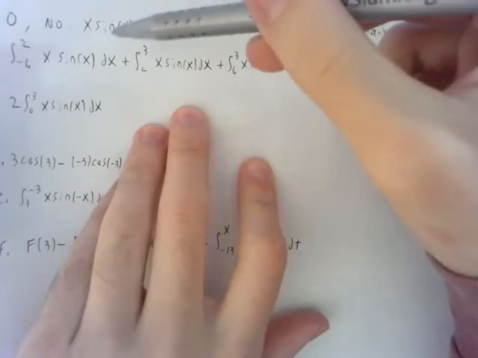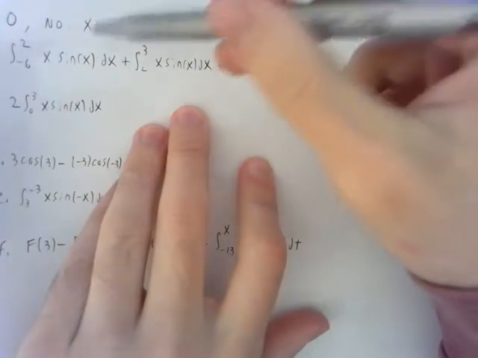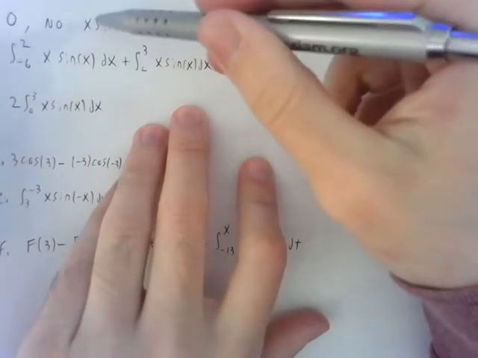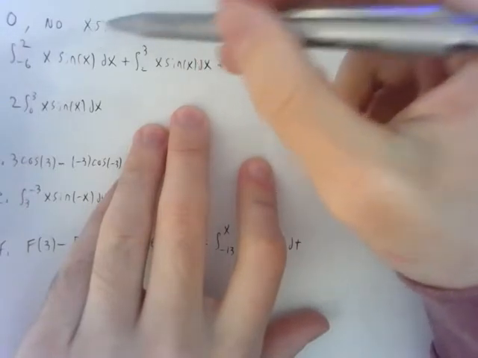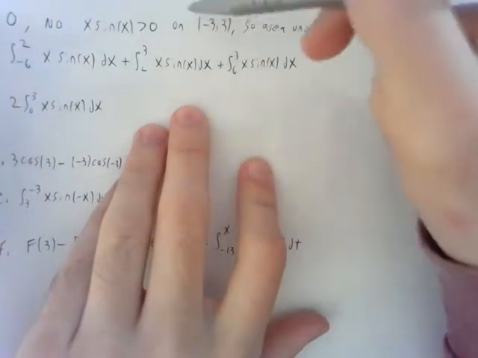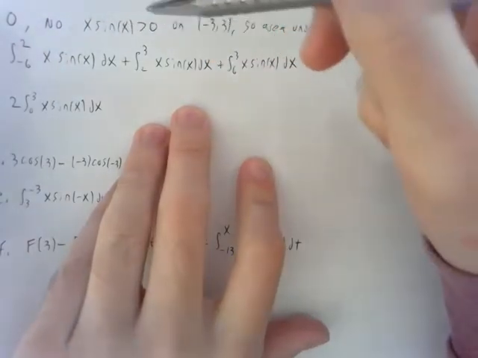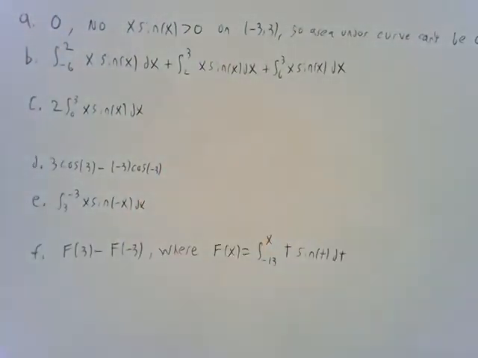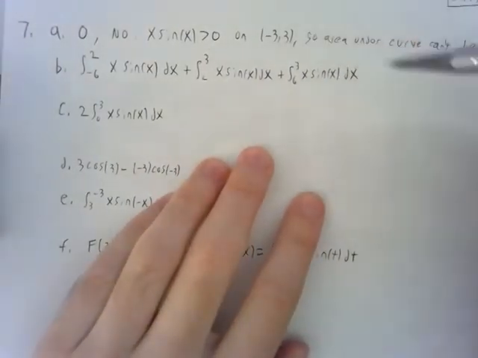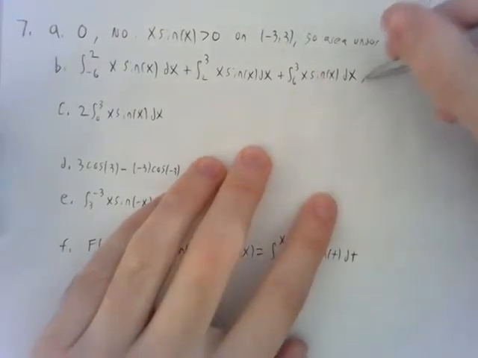Sine of x becomes negative between 0 and negative pi, but then this x out front is also negative, so the two negatives will cancel. So either way, on this interval, this function is positive. So definitely the integral cannot be 0. Now let's take a look at this one.